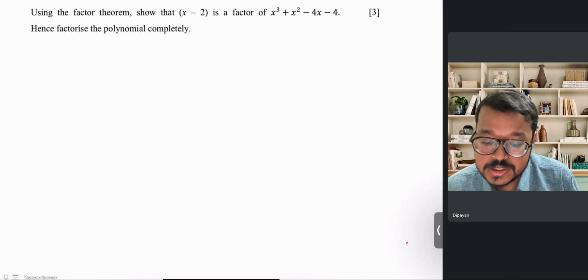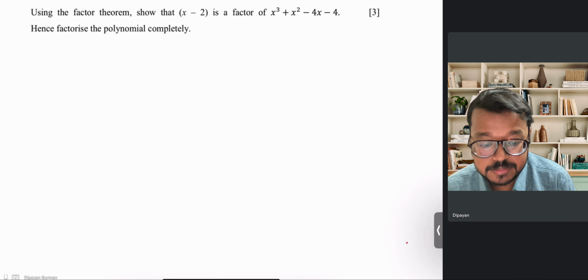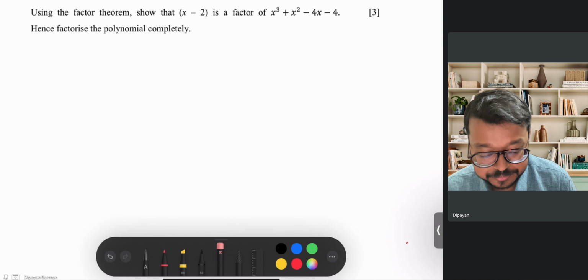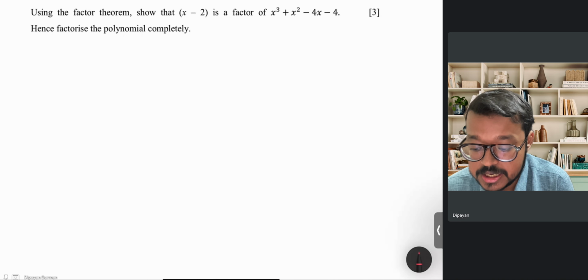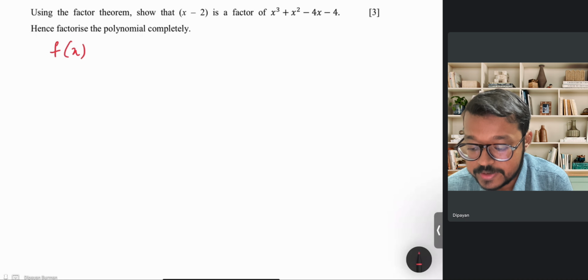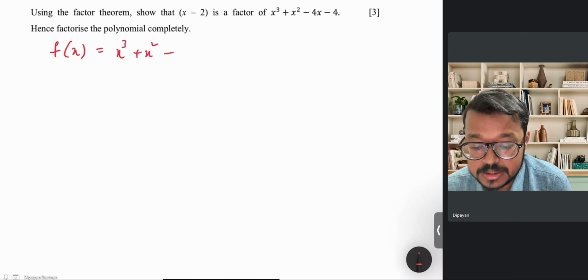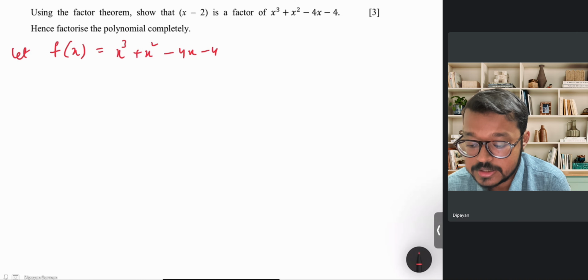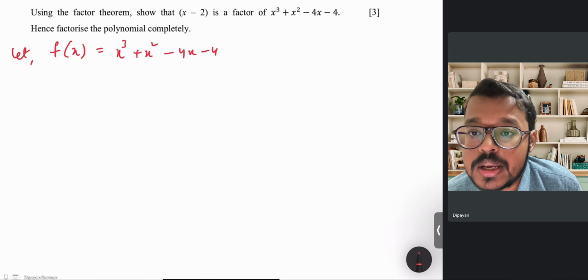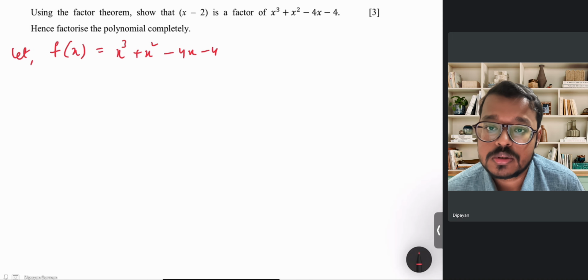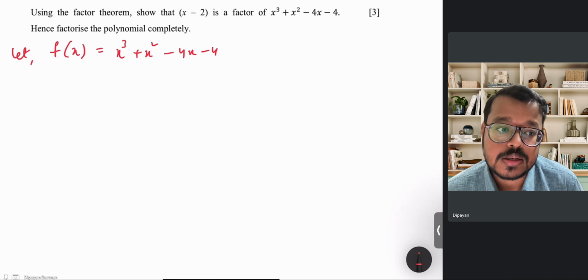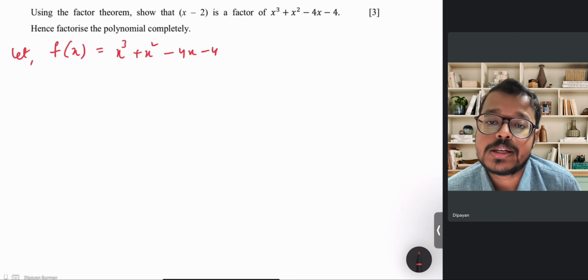So they're first asking to show that x minus 2 is a factor of this cubic polynomial. So let's say that the cubic polynomial is f(x), which is x cube plus x square minus 4x minus 4. We are assuming this. Now, if I divide this cubic polynomial with x minus 2, if the remainder is 0, then it proves that x minus 2 is a factor of this cubic polynomial.